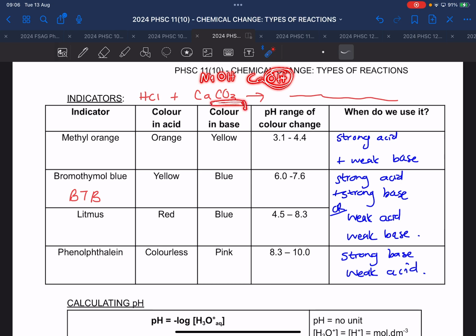So we have a strong acid, weak base. Which indicator is suitable? The first one, methyl orange. So if they ask which indicator is suitable, you'll say methyl orange. And then why? Because it's a strong acid with a weak base. Okay, you get it?